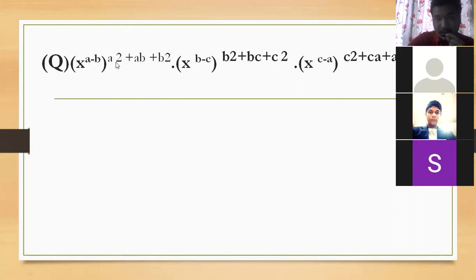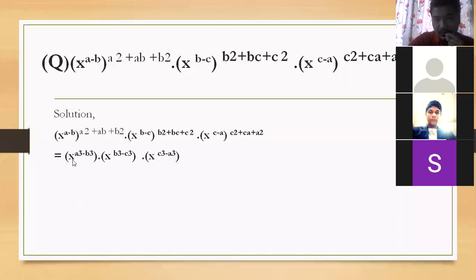A minus b, when you multiply with a square plus ab plus b square, it will be like this. Look here. When you multiply this power with this power, it will be a cube minus b cube. The second one will be b cube minus c cube, and the third one will be c cube minus a cube. And all the bases are the same, so add them and its power will come to 0. And x to the power 0 means its value will be 1. Have you understood this process, children? Yes, sir. Okay. Now look here. Proceed to the next one.